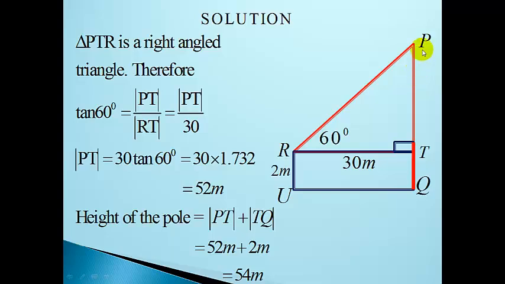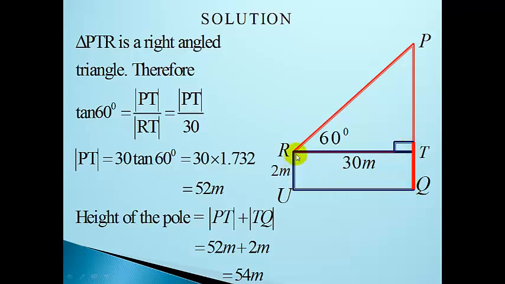the height of the pole, and the pole is PQ. This is the top of the pole P, and Q is the foot of the pole on the ground. Now, the height of the man is 2 meters, so RU is the height of the man. The distance from R to the vertical pole is 30 meters. That means from R to T, or from U to Q, is 30 meters.